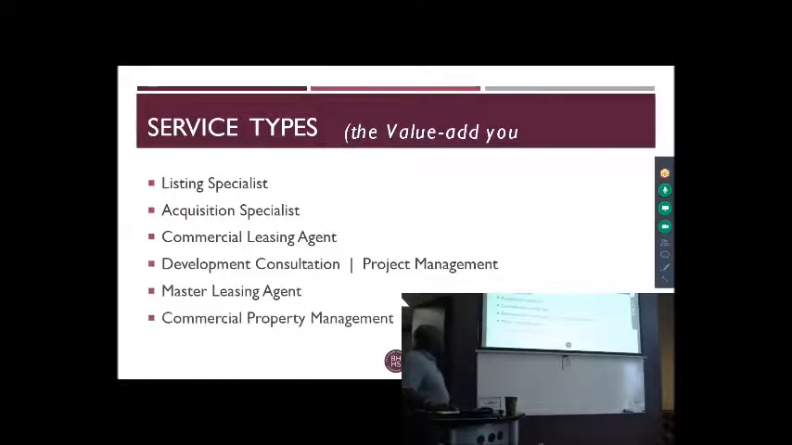Master leasing agent we covered, then commercial property management. After the place is 100% leased, you're the property manager. It's just like residential property management. Let's say it's a retail center. You were the master leasing agent because you helped build it, and now it's 100% leased. Who's going to manage the property? Well, now you provide commercial property management services. When there's a vacancy, it needs to be filled, you do that, you handle the day-to-day stuff, you're the property manager. That's another service we can provide under our commercial division.